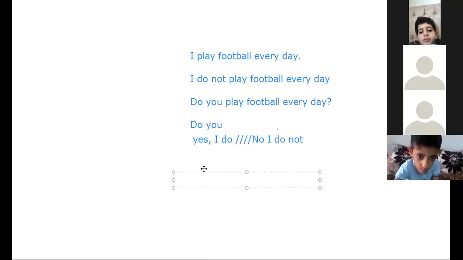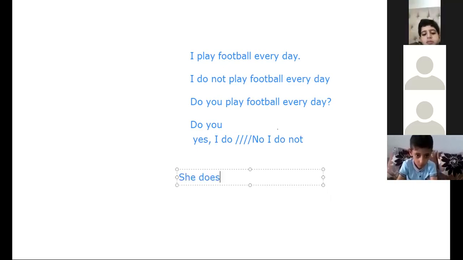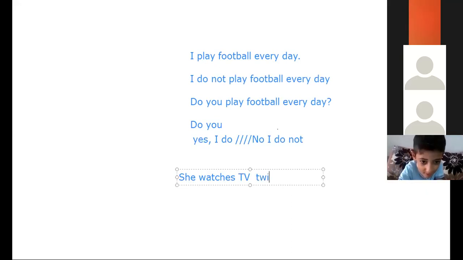If I have this example, she watches TV twice a week. Notice we add ES, not S, because this verb ends with the ch sound. She watches TV. She watches TV twice a week.